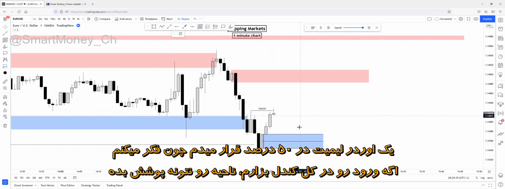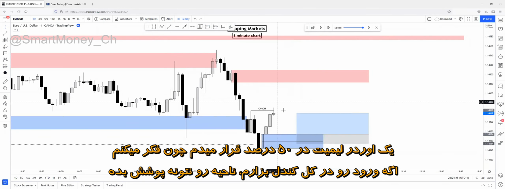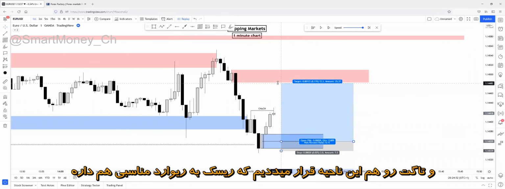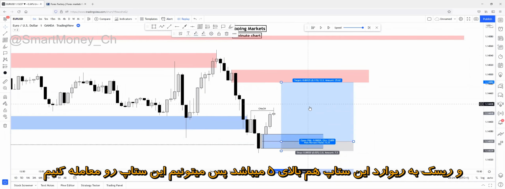Let's set an order limit on the 50% of this candle because I believe the full body entry will not be enough for the 2-pip stop loss. Yes, as you can see, we have to use the 2-pip stop loss with a 50% entry, and we are targeting this zone, and there is enough risk-reward ratio. So I'm only taking setups if the risk-reward ratio is above or just equals 5, and this setup is above 5 risk-reward ratio, so we can take this setup.